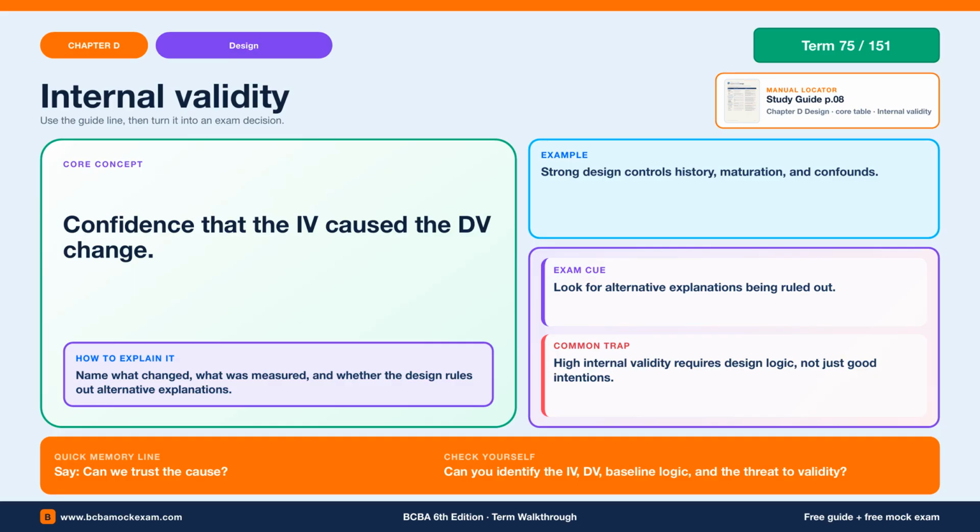The exam cue is ruling out alternative explanations like history, maturation, or confounds. The trap is focusing only on good-looking data. Strong internal validity depends on design logic, not just improvement. Memory line. Can we trust the cause?